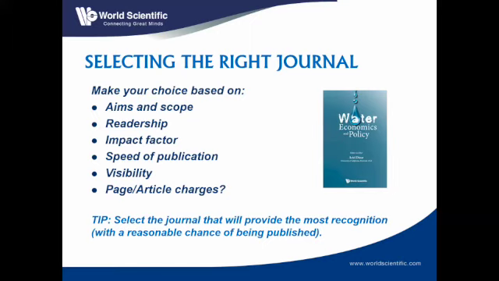Also, the visibility means: is this journal indexed in Web of Science, or any database you want it to be indexed in, so that it's counted in your university record?